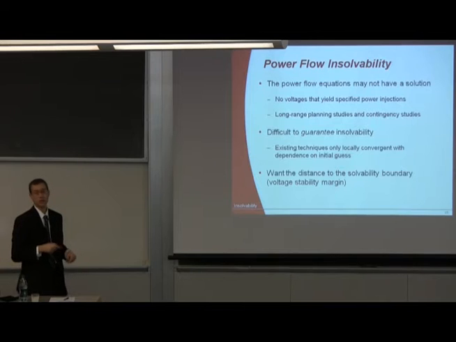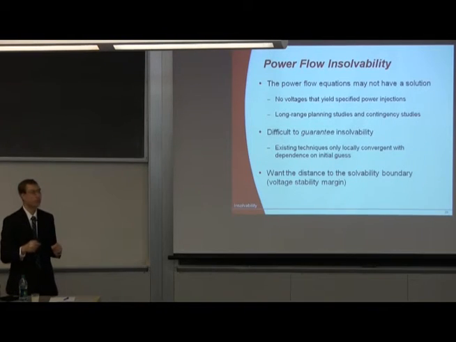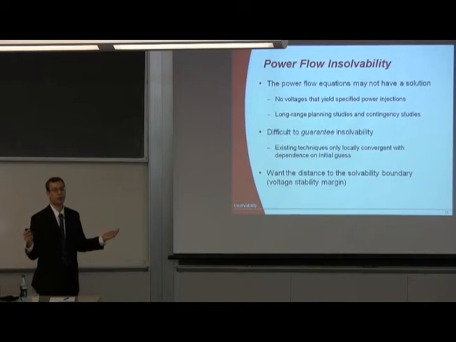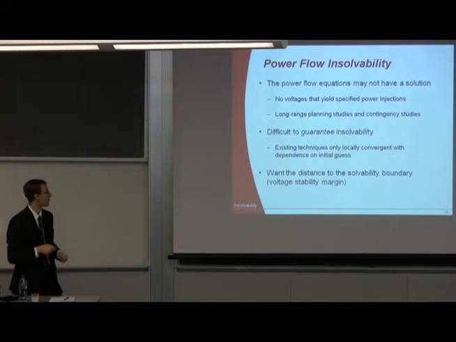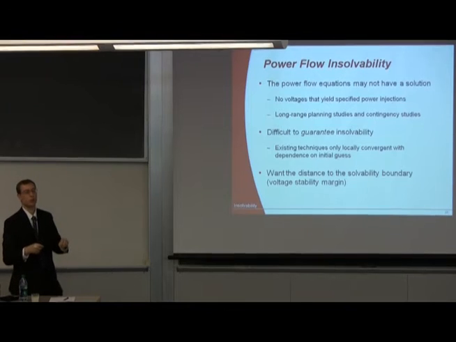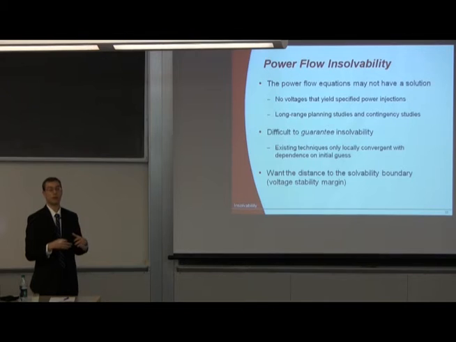What's difficult with existing methods is to guarantee that the power flow equations are insolvable. Perhaps we have a locally convergent method where we're dependent on an initial guess. If we don't find a solution with our existing technique, maybe we just had a bad initial guess. Let's pick another one. Well, that one didn't work either. There are too many initial guesses to try them all. Another thing we want is to be able to determine a distance to the solvability boundary. In other words, say we're operating our system, how far away are we from a point where the power flow equations have no solution and we now have a blacked out New York City?